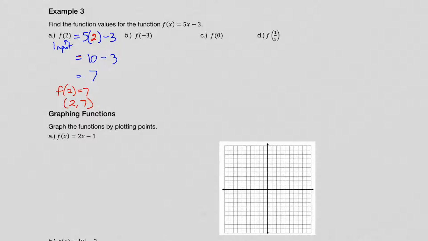So go ahead and try the next 2 on your own, and then I'll do letter D with you after we check your work for B and C. Let's go ahead and get that done. Pause the video and see if your solutions match.